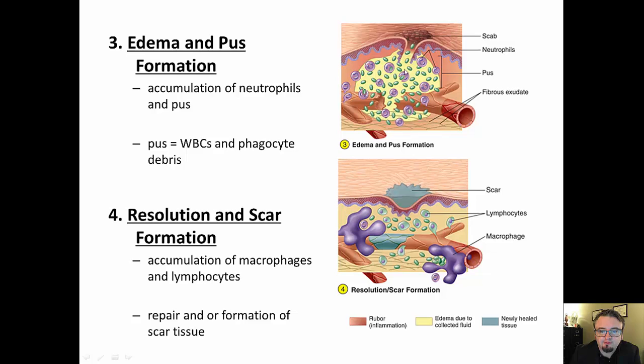Ultimately then, the neutrophils are going to start to kill off a lot of these microbes, and the accumulation of pus is going to start to take place. Now this is going to take place over a certain number of hours, probably even days. So as the neutrophils start to kill off these microbes, pus starts to form. And pus really is a combination of white blood cells and phagocyte debris. It's kind of like a battlefield. It's like the remains of a battlefield left behind.